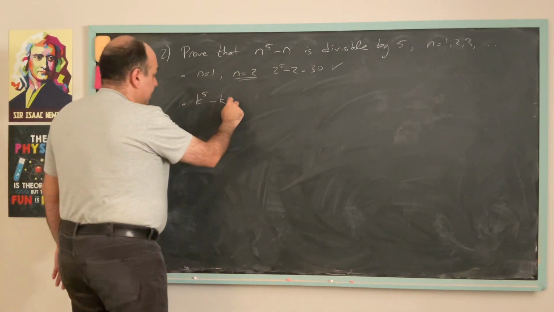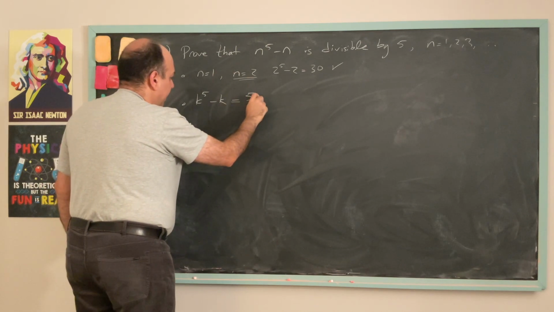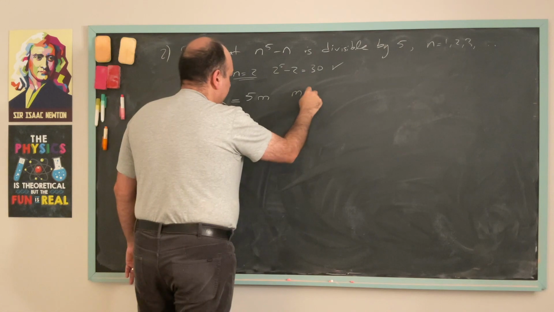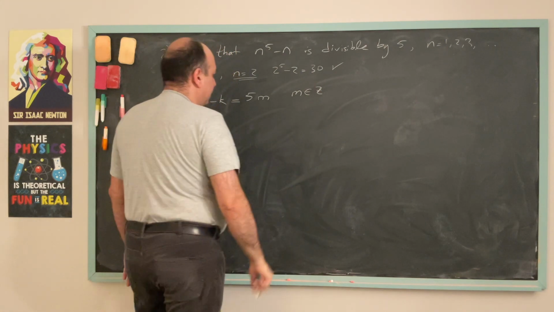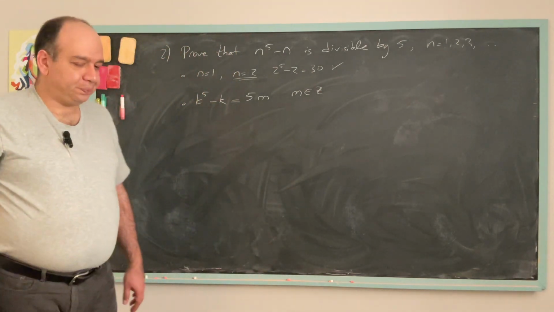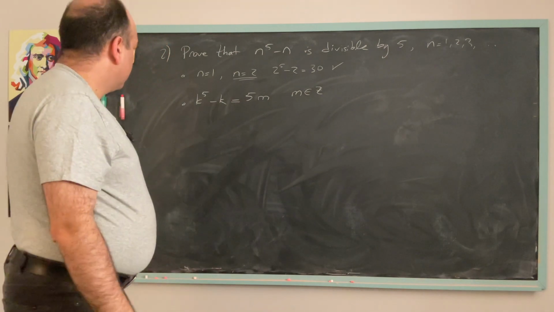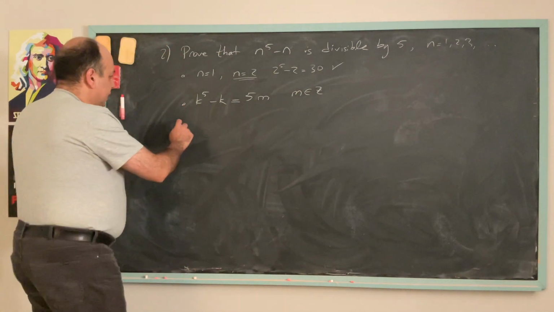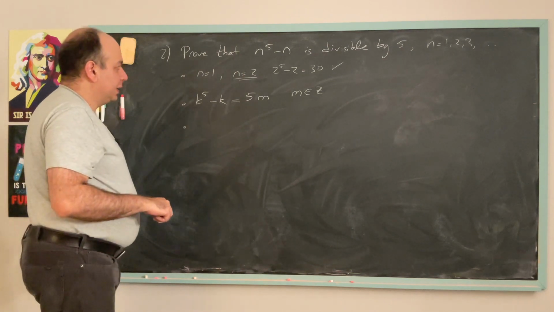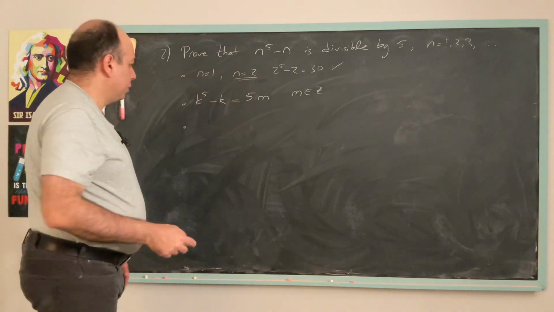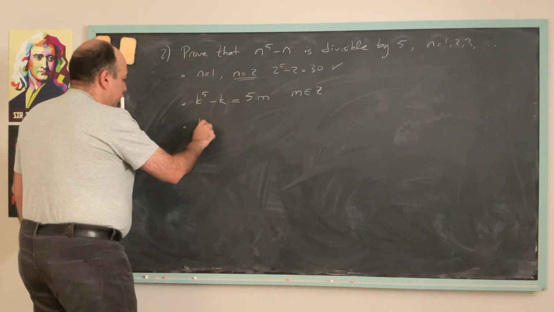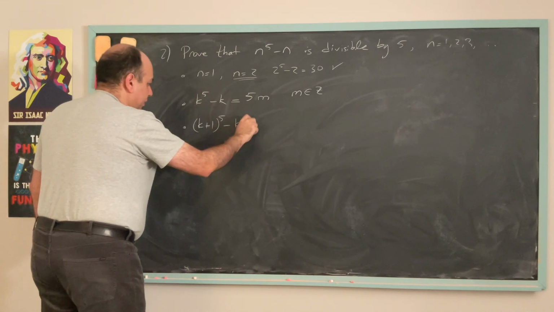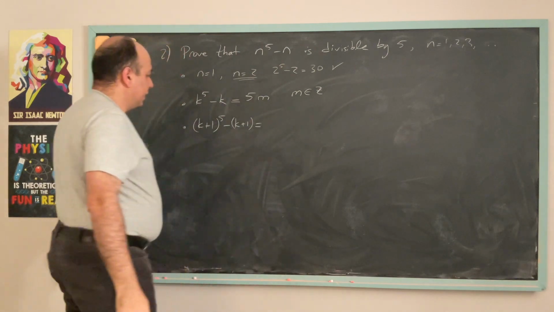So what I'm going to do is, I'm going to call it, let's say, 5m. So m is some integer, right? So then k to the 5th minus k is divisible by 5. This is my assumption. So let's look at the k plus first term. So k plus 1 to the 5th power minus k plus 1. Okay, let's see what this thing gives me.